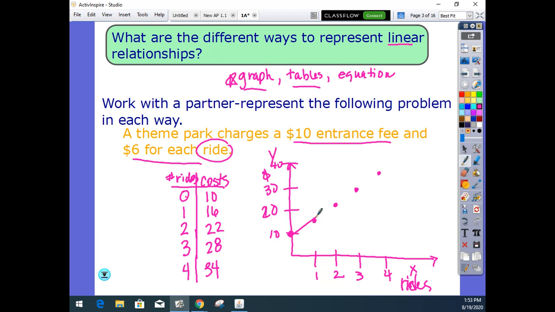So depending on if you made a nice even distribution, graph paper is much better to do that. It should look linear. Okay, so we're going up. Each ride, we're going up $6. Each ride, $6.